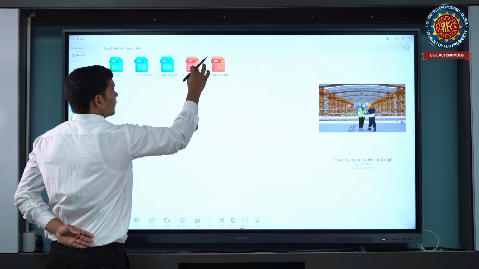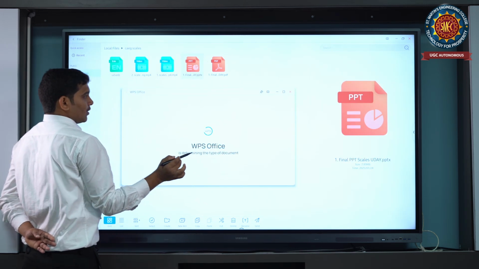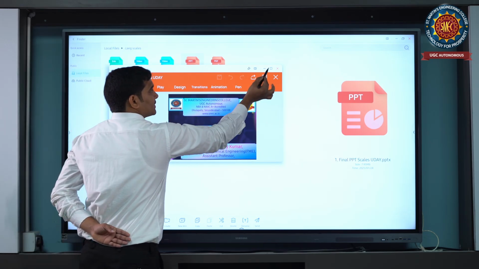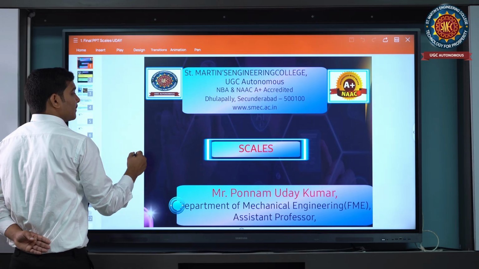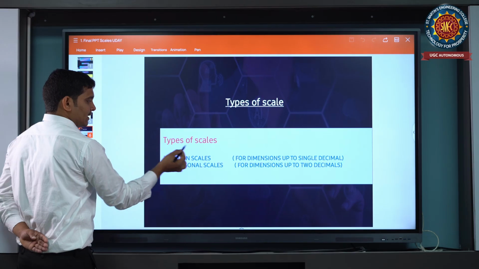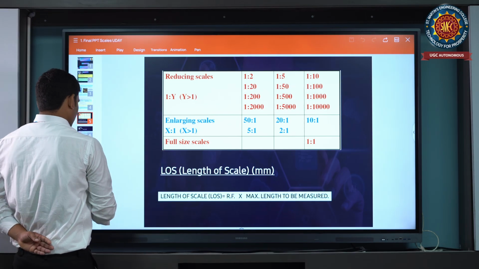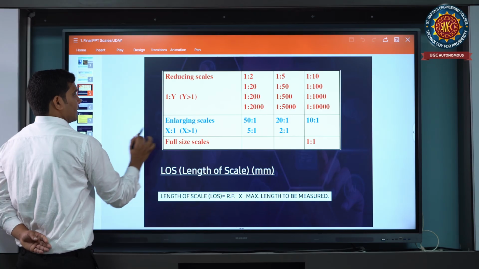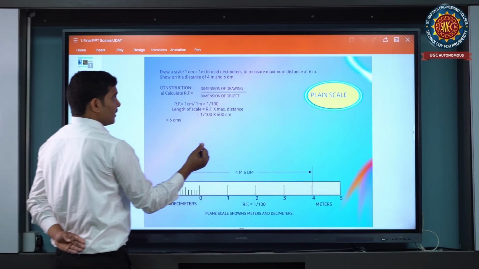In this one, we are discussing scales, followed by the plain scale and the diagonal scale. Mainly, the plain scale is of two types: the plain scale and the diagonal scale. Now we need to reduce one scale upon another scale. Next, we'll discuss one problem regarding the plain scale.